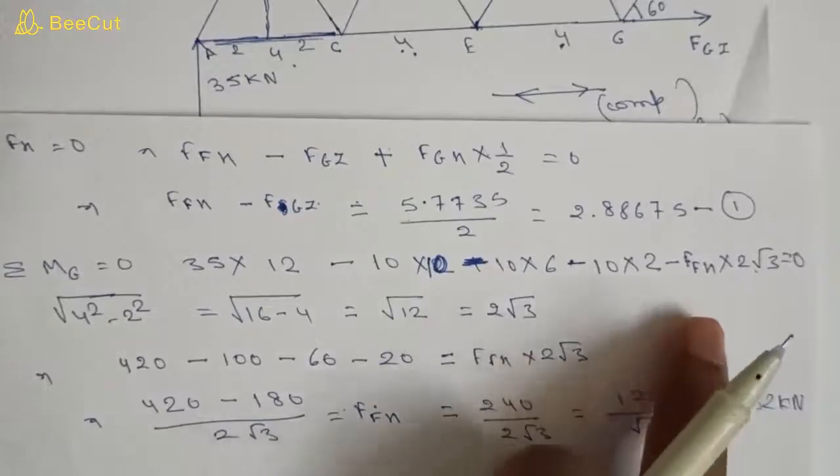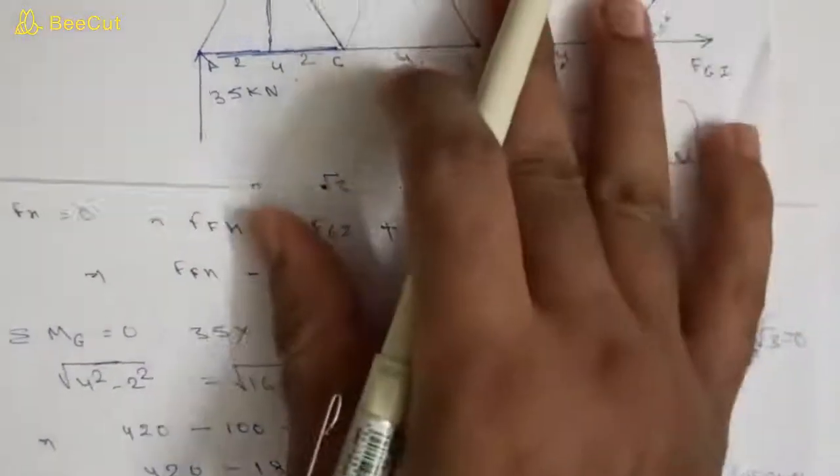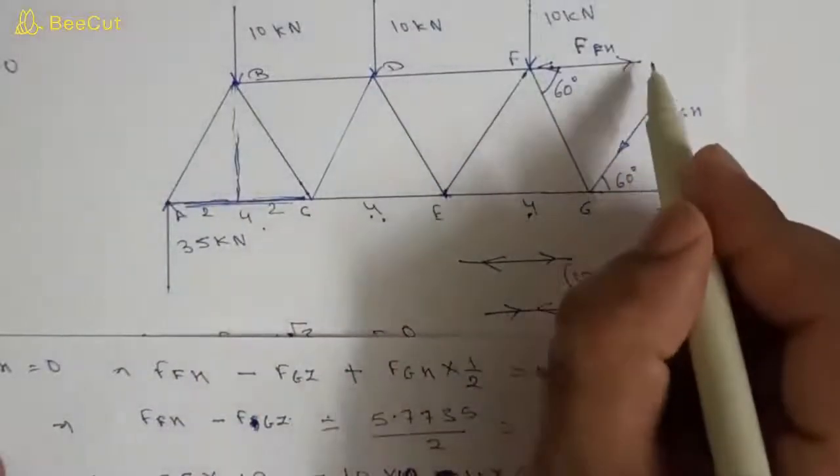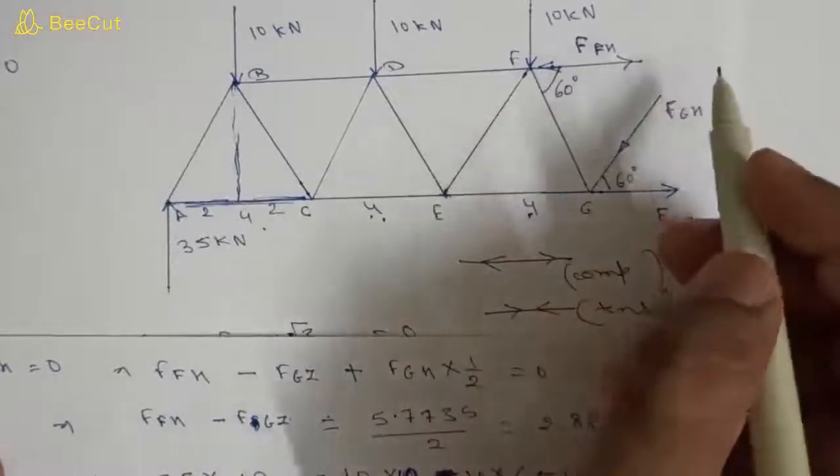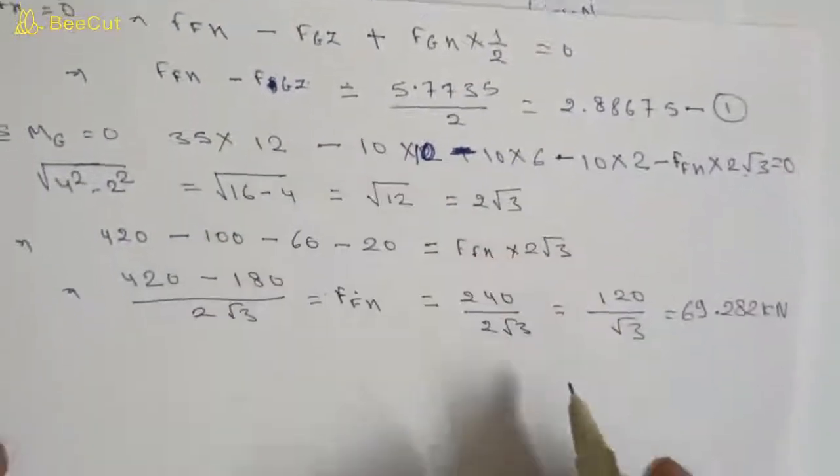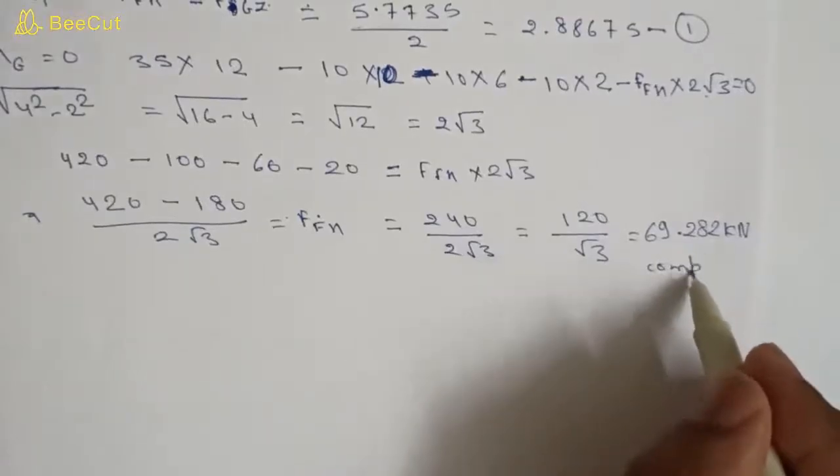So we can write FFH in this direction, so it will be in this direction here, equal and opposite, so it is an outward force, so it will be a compressive force.